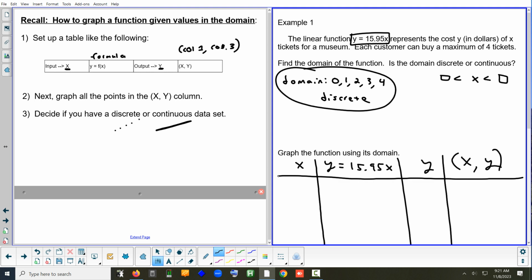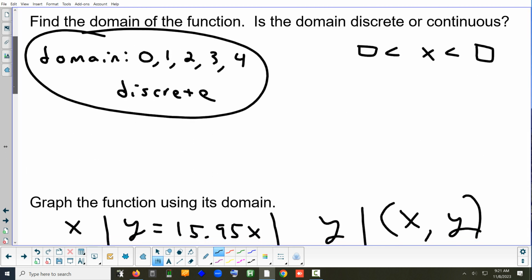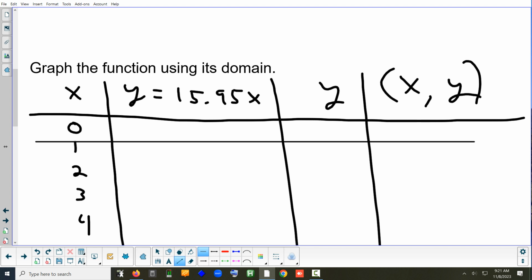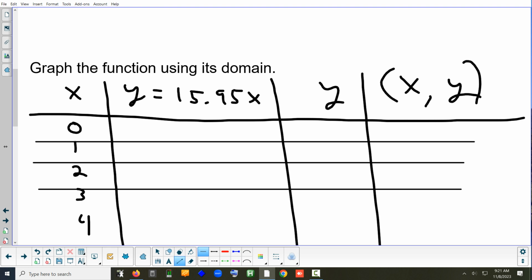Okay, so let's write down all the x's. Madeline, what are the x's that I can use in my table? 0, 1, 2, 3, and 4. Yeah. So we got 0, 1, 2, 3, and 4. Okay, and I'm just going to try to make it look kind of like a table. Good enough. And now we'll do each one.